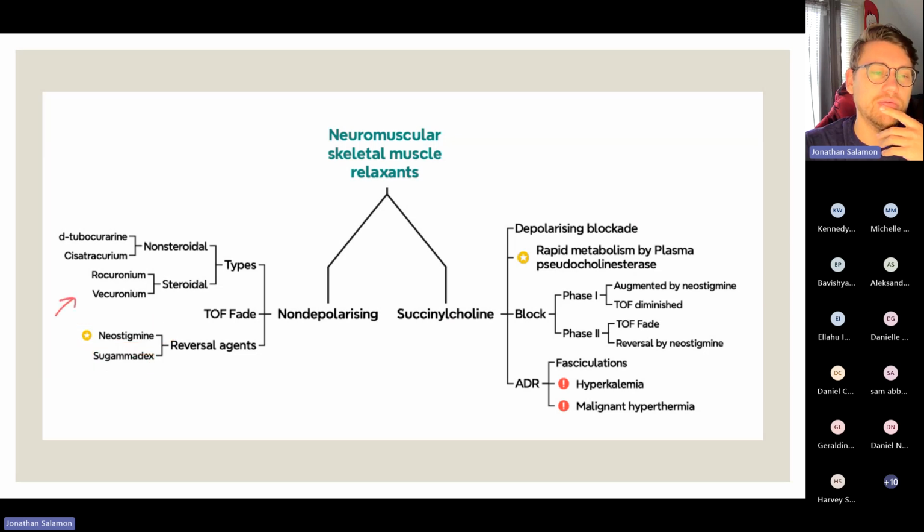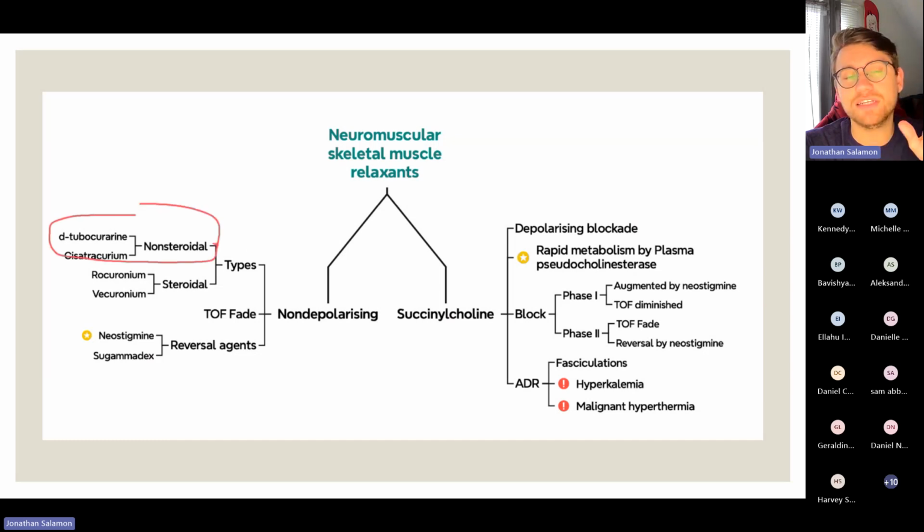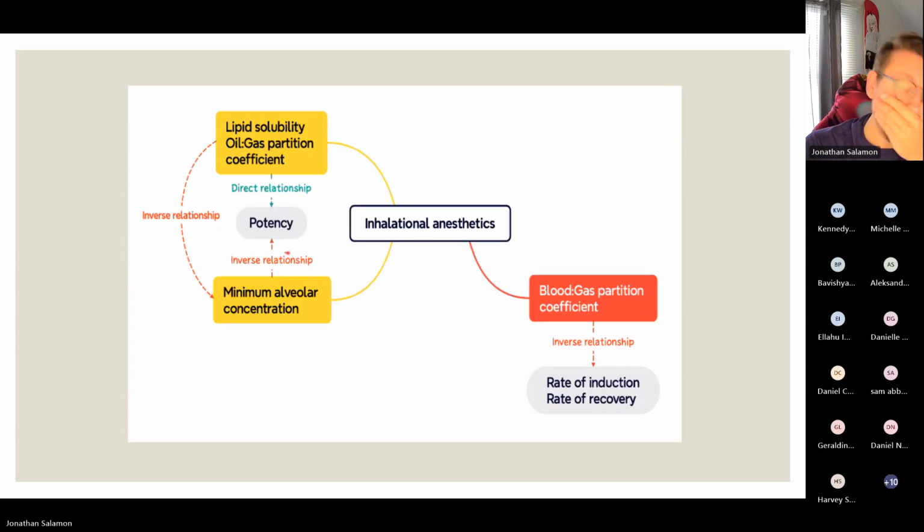Know that rocuronium and vecuronium are your steroidals, and from there you can deduce that everything else is a non-steroid. Okay, so this is really important. Definitely know this, guaranteed you'll have a question about it. This might be one of the arrows questions you get. It might be a chart that lists these as numbers and asks which of these drugs is more potent or has a lower minimum alveolar concentration, right?